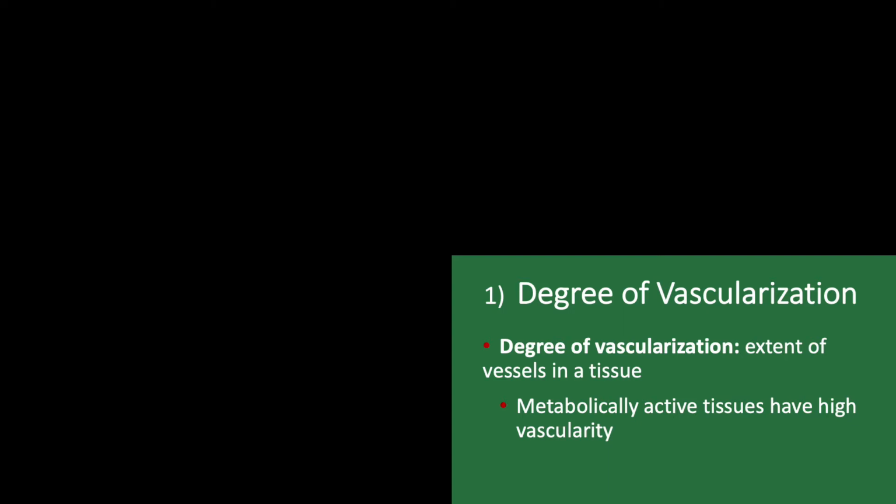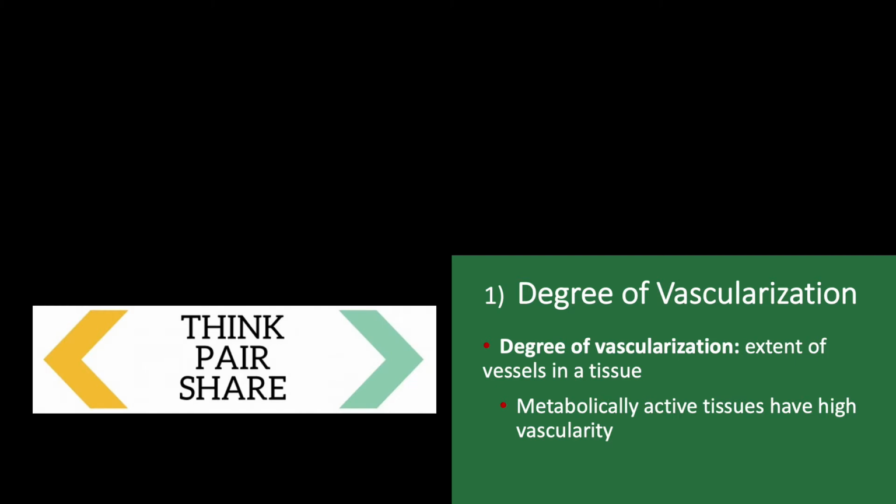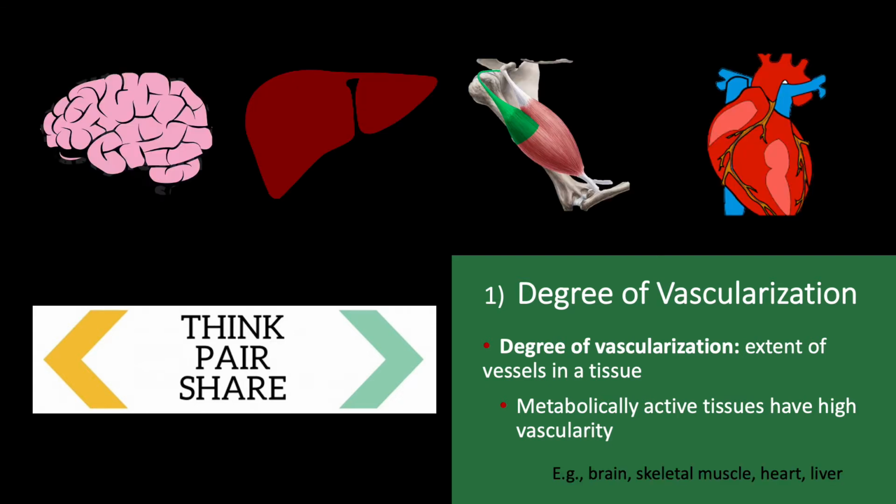So what I would like for you to do is think of tissues with high vascularity. Okay? So take a minute. Maybe you came up with an example or two. I guess some of the more obvious ones would be the brain and skeletal muscle. And now that we've worked through cardiac unit, the heart as well. And then we also have the liver. So these tissues all have high metabolic needs. They need constant input of oxygen and nutrient. And therefore, they have a high degree of vascularization.